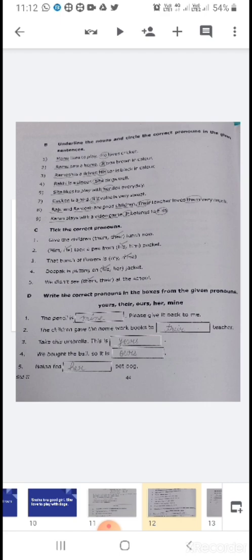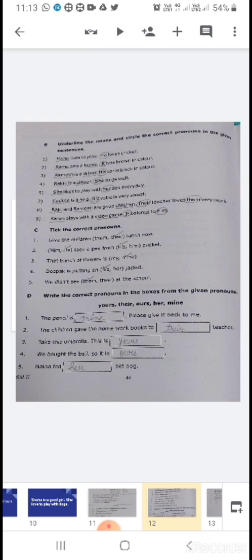Eighth is Raju and Ramesh are good children. Their teacher loved them very much. Here Raju, Ramesh and children, all three represent nouns. So you just have to underline these, and their and them show the pronouns. You just have to circle these pronouns. Ninth is Karan plays with a video game. It belongs to him. Here Karan and video game both show the nouns. So you just have to underline Karan and video game, and it and him are the pronouns here. You just have to circle them.